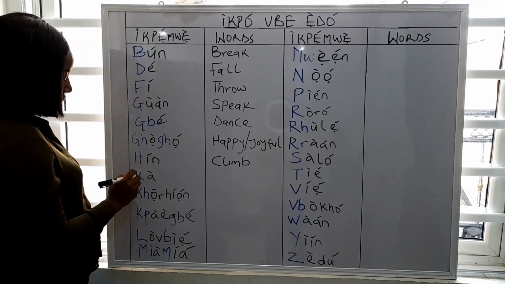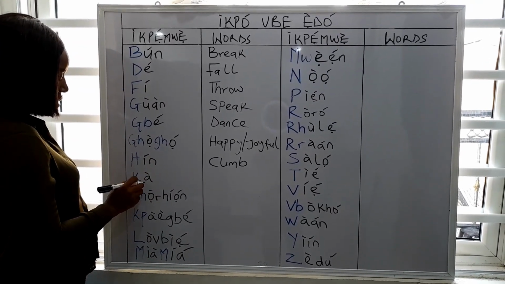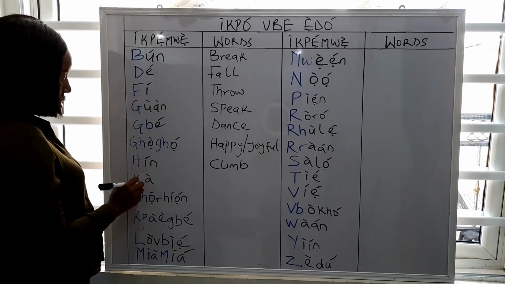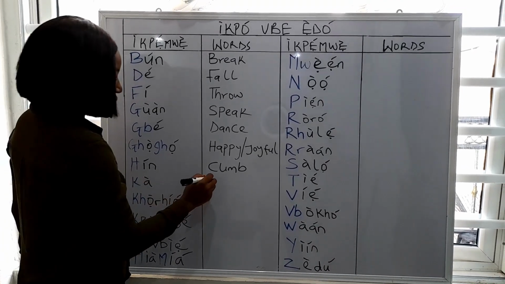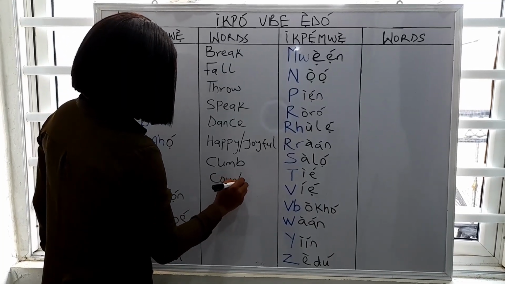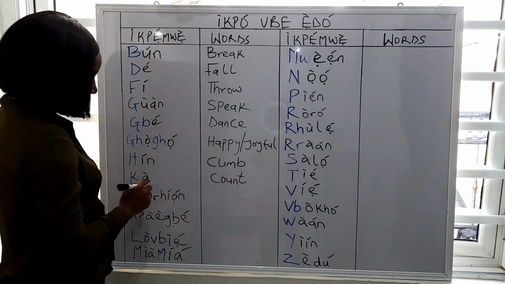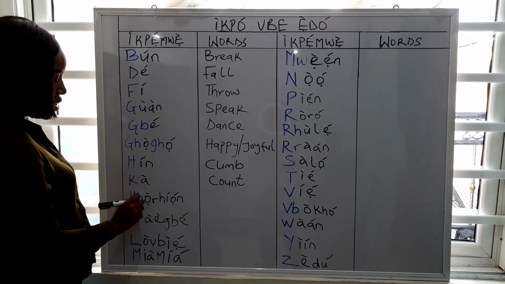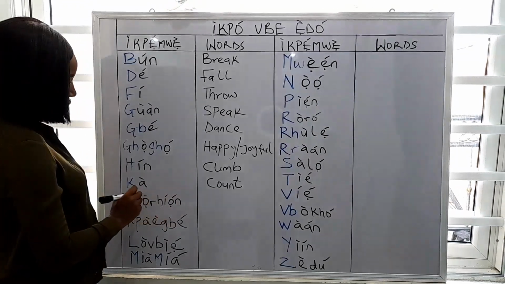Then we have K. K means to count. Counting numbers, counting items on a car.